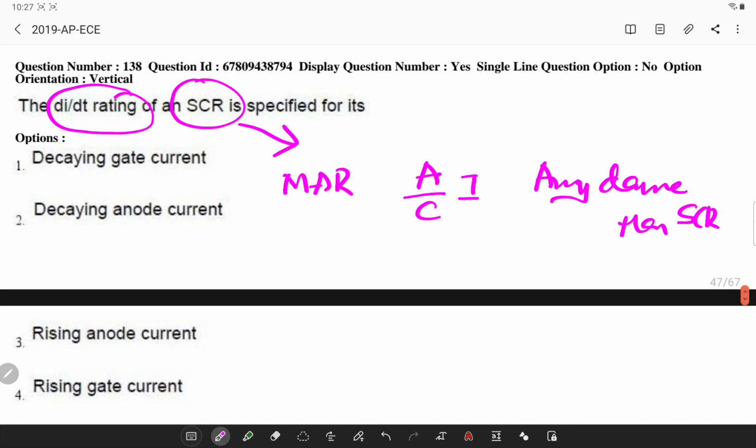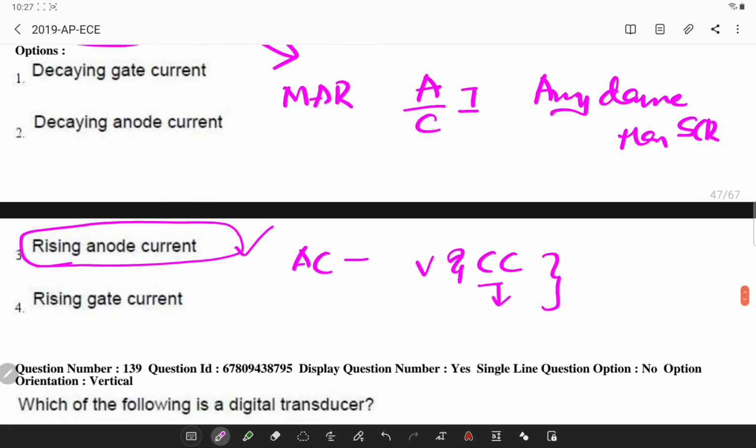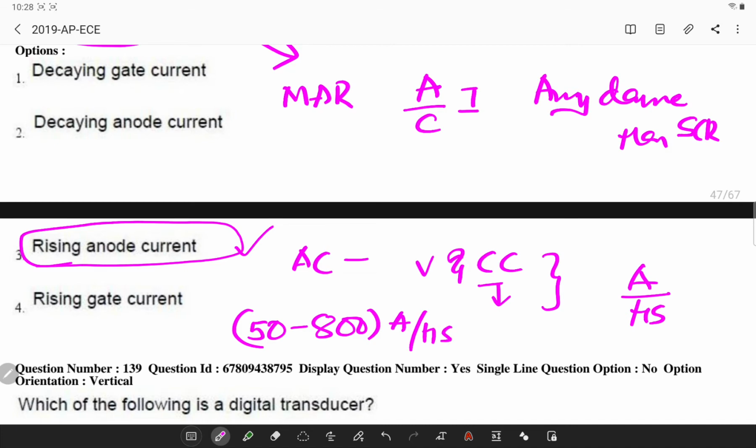What is the di by dt rating of an SCR? What does it specify? It is the maximum allowable rate of rise of anode to cathode current without any damage or harm to the SCR. So if you see the options, it is basically rising anode current. If the rate of rise of anode current is very rapid compared to the velocity of charge carriers, local hotspots are created due to the concentration of the charge carriers in a restricted area. So generally you have to keep this, the unit of which is ampere per microsecond, in a range of 50 to 800 ampere per microsecond.